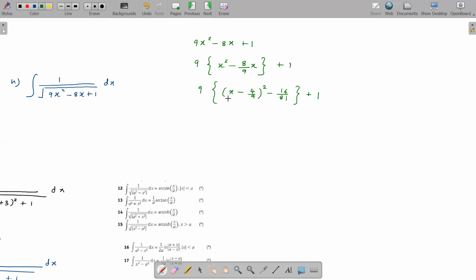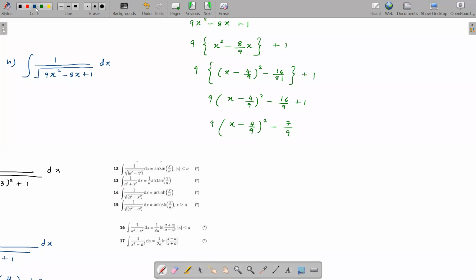Okay, so input the 9 again. So 9 times x minus 4 over 9 square minus 16 over 81 times 9. 9 multiplies with 16 over 81 to give you 16 over 9 plus 1. Add the minus 16 over 9 plus 1. Minus 16 over 9 plus 9 over 9 is minus 7 over 9. Is that okay? Right. Now let's go for the integration part H.